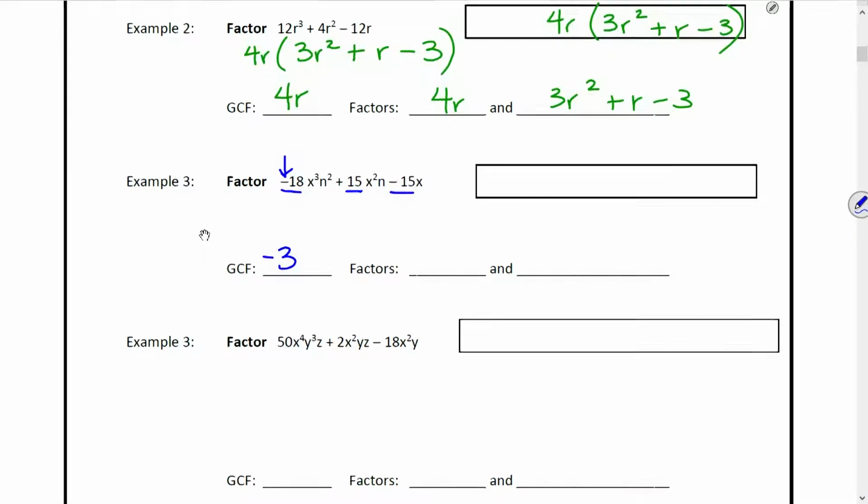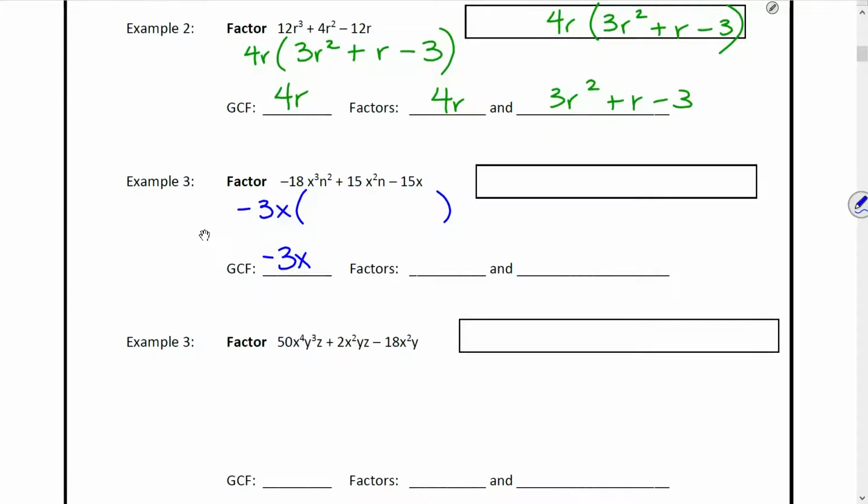Okay, now looking at the variables, I have x's and n's. So looking at just the x's, I have x cubed and x squared and x, and so I have at least an x in every term. For the n's, I have n squared and n and nothing. So because this last term has no n in it, that's not a common factor of all three terms. Okay, so my GCF is negative 3x. So I will factor out negative 3x from this trinomial. Now keep in mind that negative will be changing some signs here, so be aware of that.